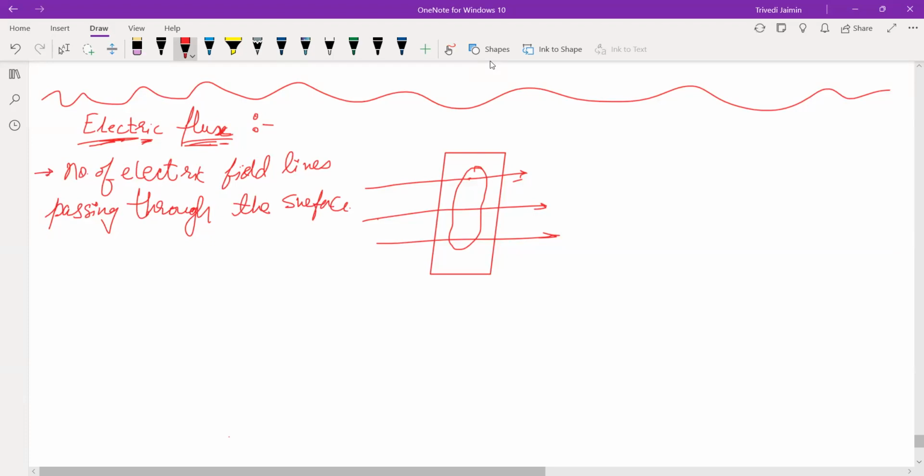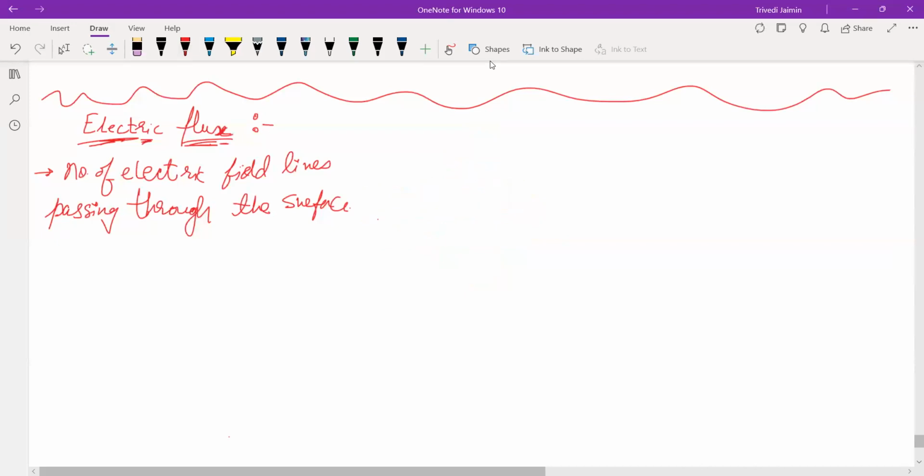So if I want to increase the flux, what will I do? Either I should increase the number of field lines or I should increase the area. The more the area connected, the more the flux generated.